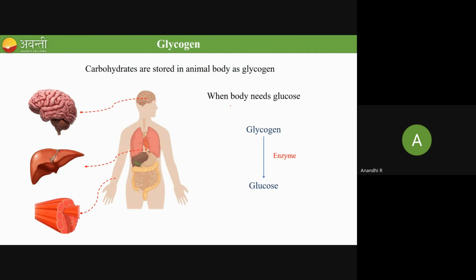So carbohydrates are stored in the animal body as glycogen. Very important point. So what are the three polysaccharides we discussed? Cellulose, starch, and glycogen. All these three you should study. They are very important. And the difference between amylose and amylopectin is very, very important.